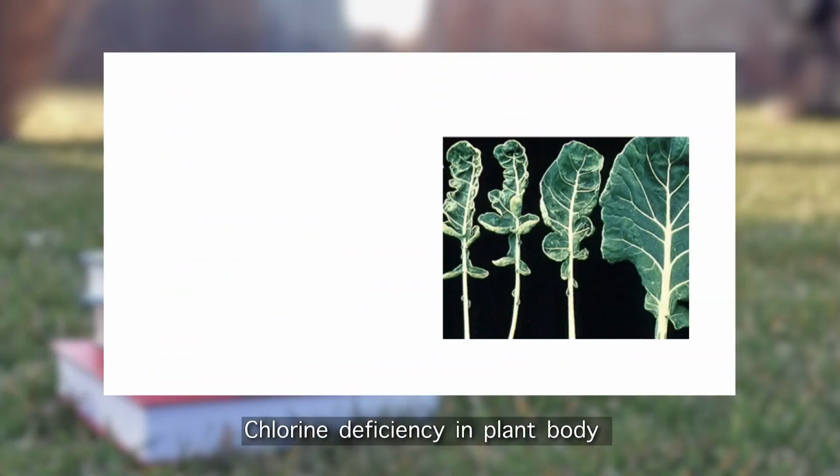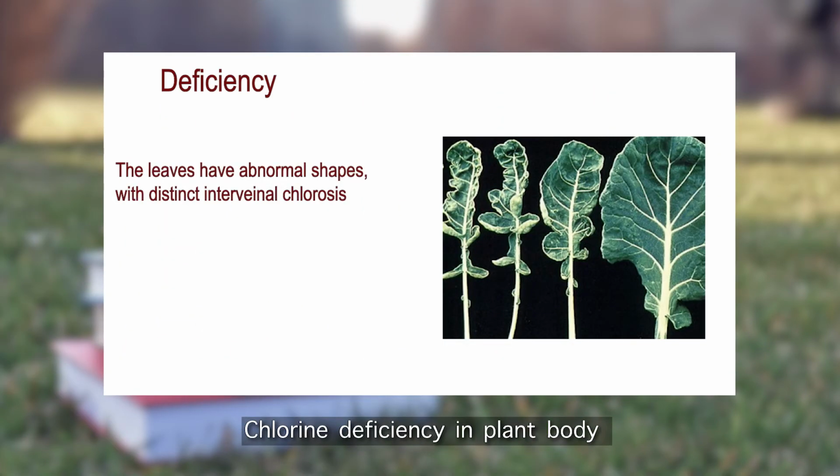There are different deficiency symptoms of chloride, which include abnormal shape of the leaf or the lamina, and there will be intervenal chlorosis. In fact, we see that many of these elements which are microelements show intervenal chlorosis. So apparently by seeing a leaf, it is very difficult to conclude which particular microelement is deficient.